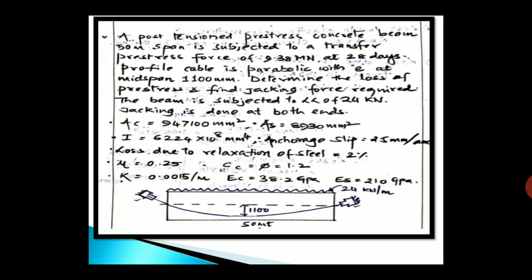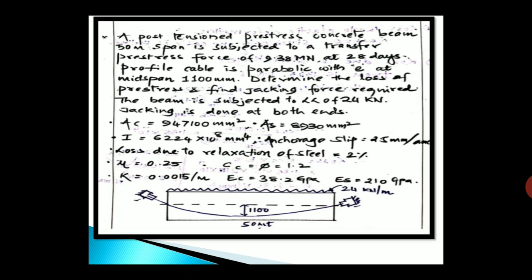A post-tension pre-stress concrete beam of 50 meter span is subjected to a transfer pre-stress force of 9.38 meganewton at 28 days. It has a parabolic profile with 1100 mm deflection at the midspan. Determine the loss of pre-stress and find the jacking force required. The beam is subjected to a live load of 24 kN. Jacking is done at both the ends.